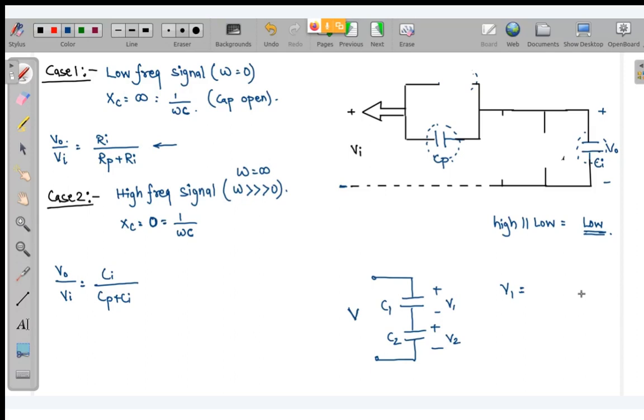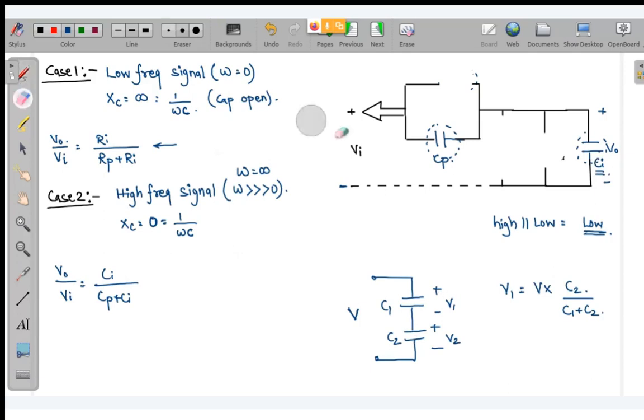Sir, it will be V into C2 upon C1 plus C2. What I have written over here? I want V naught. V naught is basically the voltage across this capacitor. So is it written correctly? And what you are telling me, Nitish, that this is not parallel series? What you are telling me?